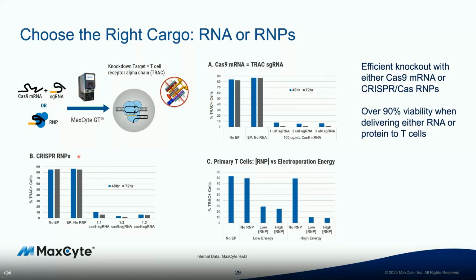If you use the ribonucleoprotein complex, you can get the same efficiency as well. In primary T cells, you can also use ribonucleoprotein complexes to get high knockout efficiency of 90%. And in all conditions, the cell viability was over 90%. So really, depending on the type of cargo you put in, that can also determine your electroporation success criteria.